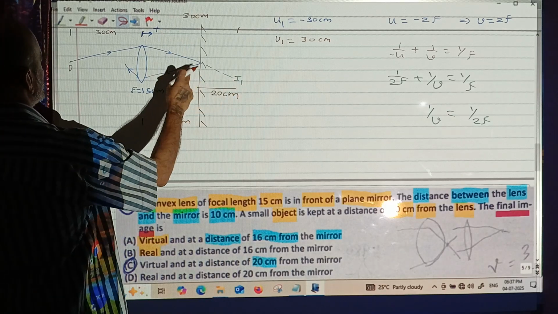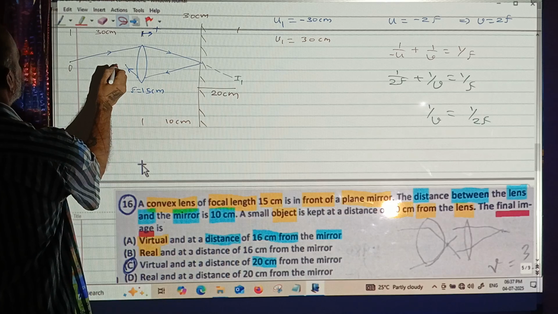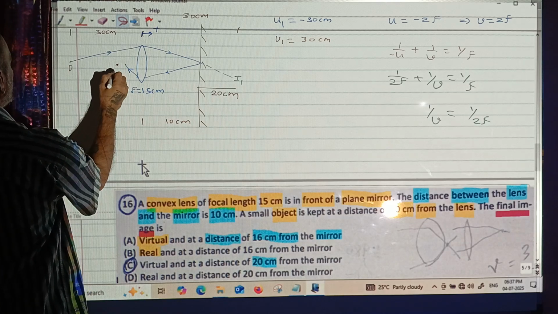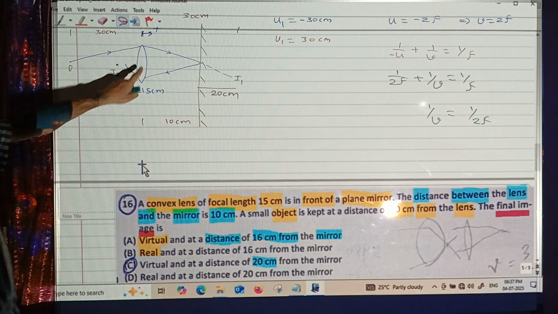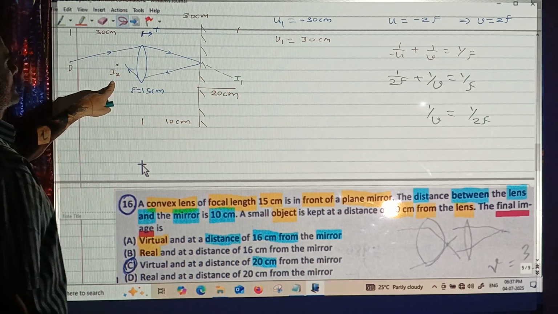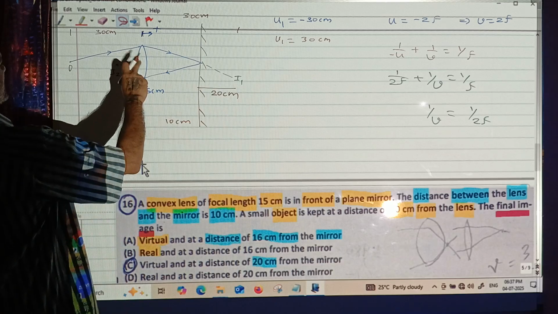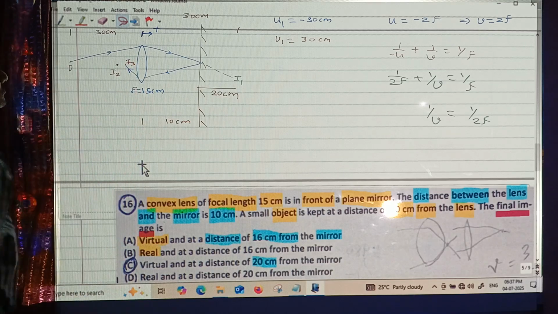So the image due to this plane mirror will form here at a distance of 20. Already this is 10, so it will form here. This is I2, the image at the second step. First step is refraction with the lens, I1, which then will act as an object to this one and produce this image I2. And this I2 will act as an object for this one and produce an image here, which is I3.